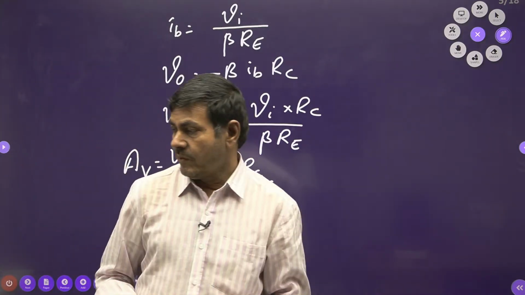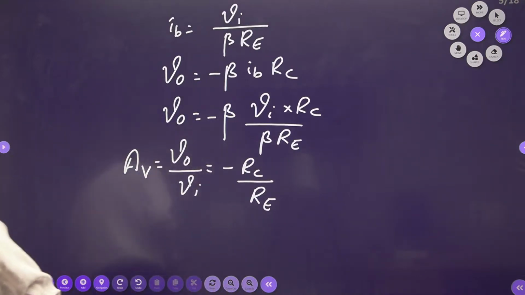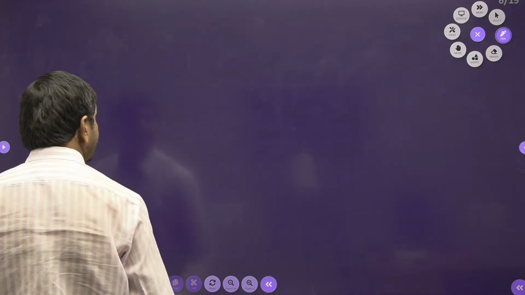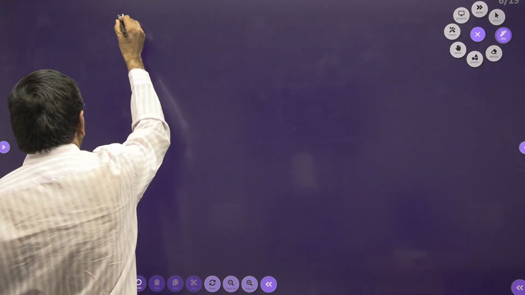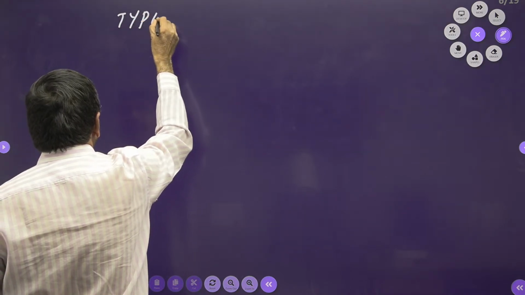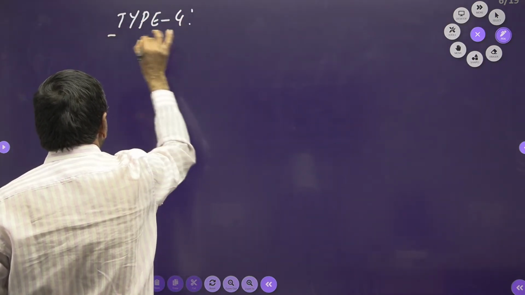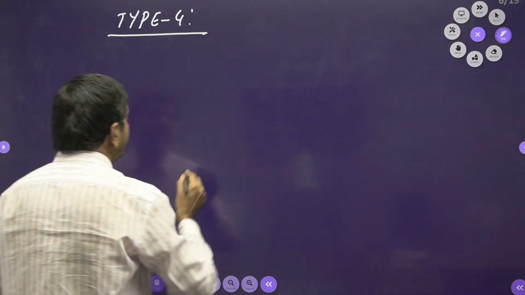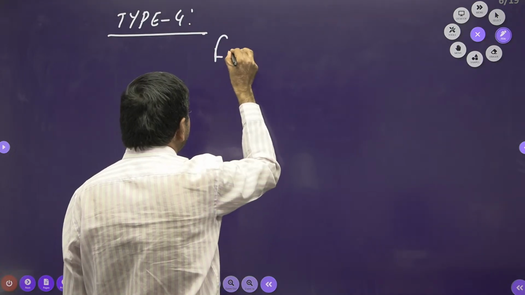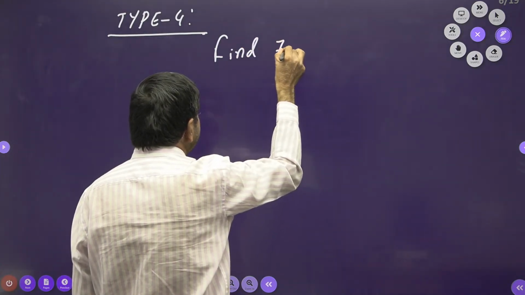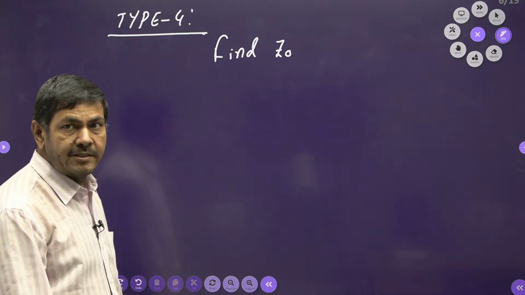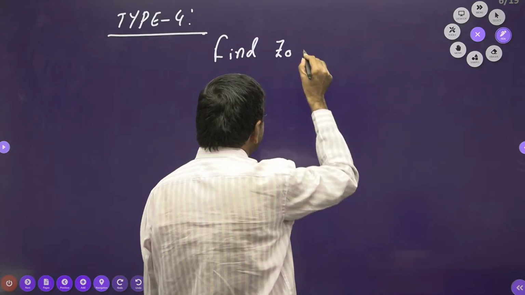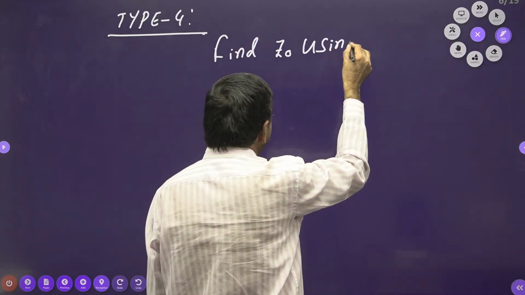And one question I want to give in your hand, you try to do. Take type number 4. Understand my point now? You can do without my help. I will just give the network. You try to get the answer. Just for practice I am giving. I am asking: find output impedance, find Z0. Using the RE model only I want. Here, for understanding purpose I am giving. Using the RE model you get it.